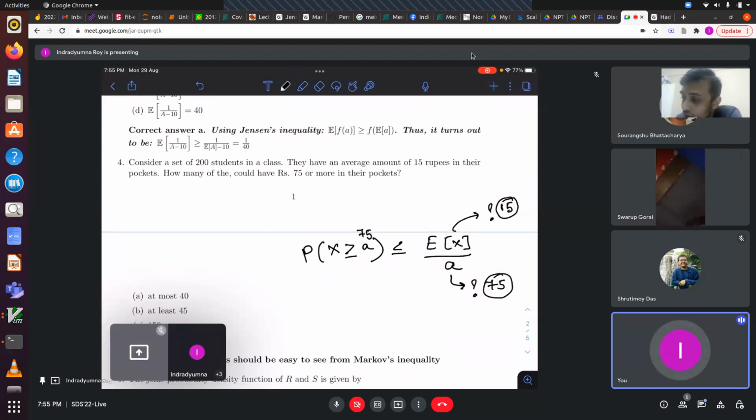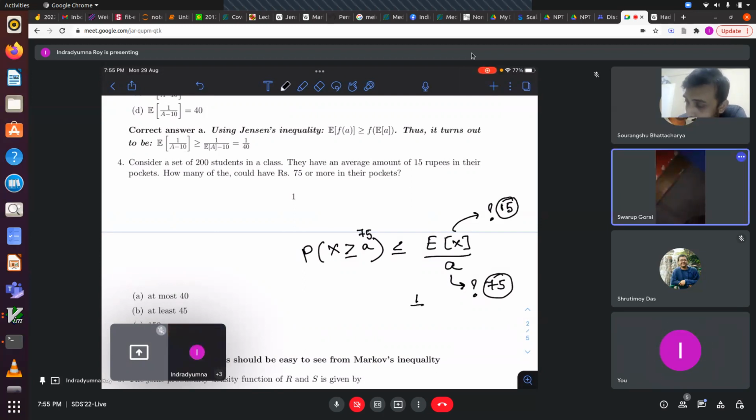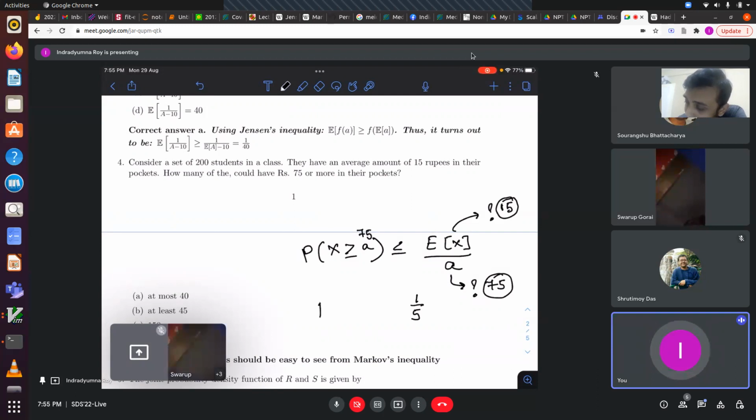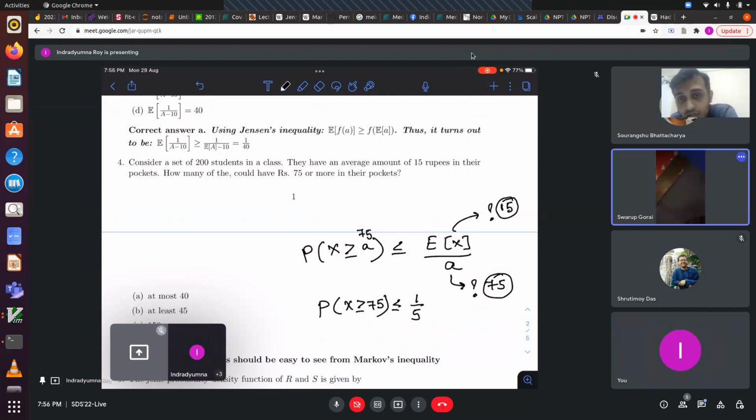So what does Markov inequality now tell us? You know all the values on the right hand side of the inequality, right? 15 by 75 is? 1 by 5. So Markov is telling you that probability of X greater than or equal to 75 is less than or equal to 1 by 5. This much is clear? Okay, fine, sir.